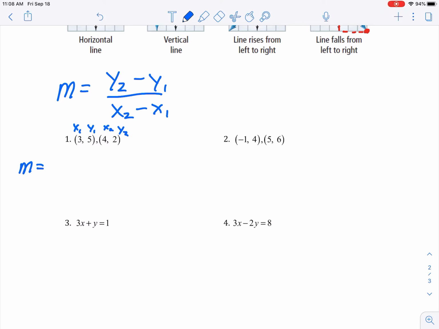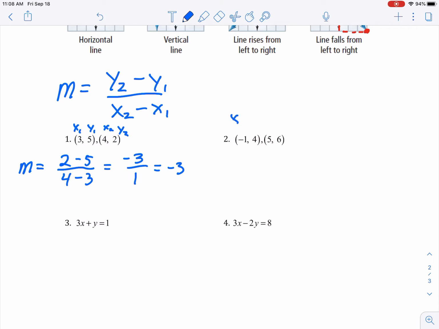M equals 2 minus 5 over 4 minus 3. So I get negative 3 over 1, so that is negative 3. Okay, let's do that over here.